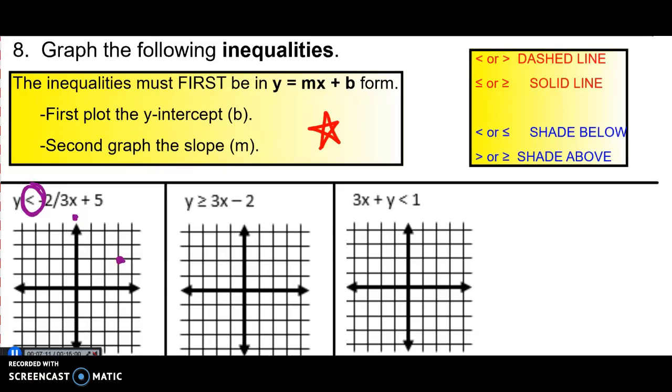First, we ask ourselves, should we do a solid line or should we graph a dashed line? And since we do not have an equal sign, we need to do a dashed line. Now, the symbol that's included in our inequality is less than. When we have less than, that means we shade below the line that we graphed.